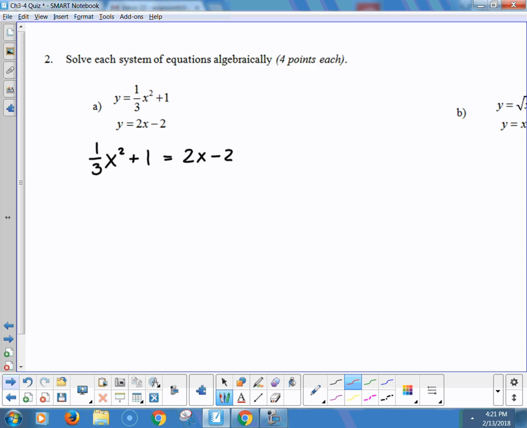Here's something I saw. This is not an efficient way to solve this at all. Some people subtracted 2x and added 2, and they wrote 1/3 x squared minus 2x plus 3 equals 0. And then they tried to factor this thing. I'm going to pause and go see what sorts of answers I got.